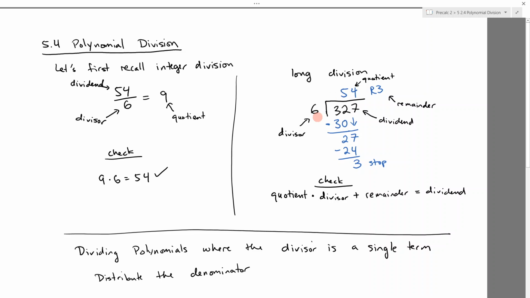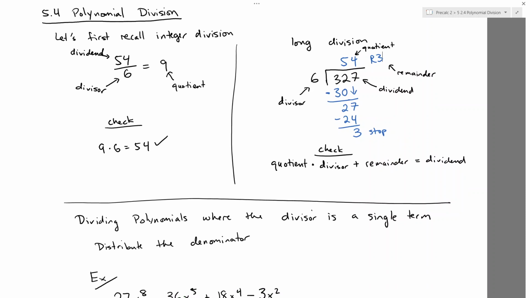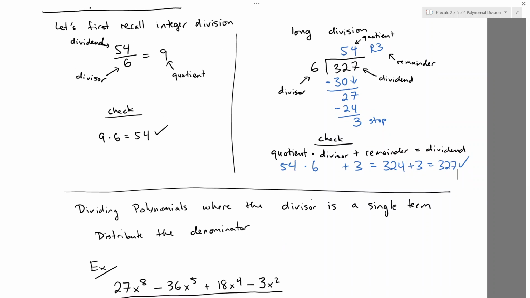So we can check again in the following way. Take the quotient, multiply the divisor, and add the remainder. So we do that. 54 times 6 plus 3. So what is this? 54 times 6 is 324. And then plus 3, which is 327, which is the thing that we started out with. So this is correct. Okay, so that's how we do long division.